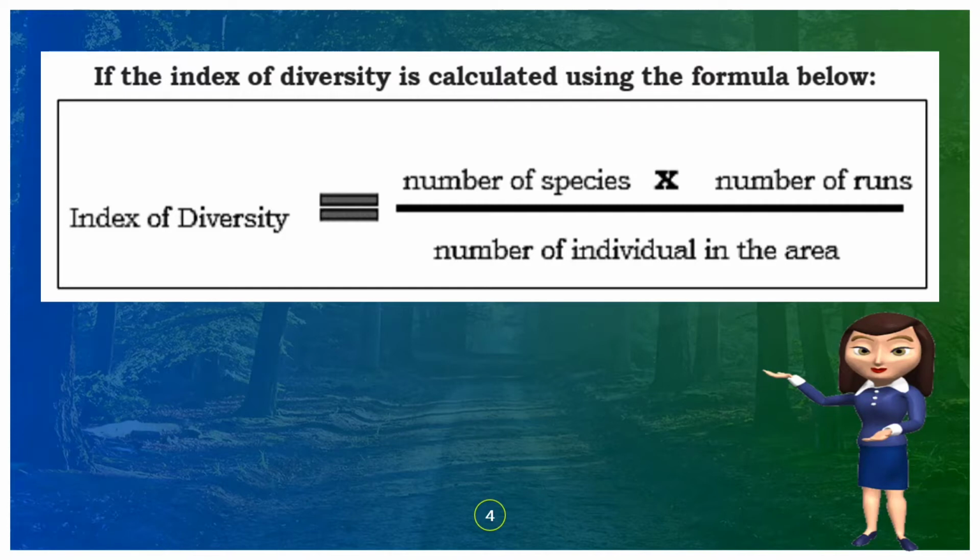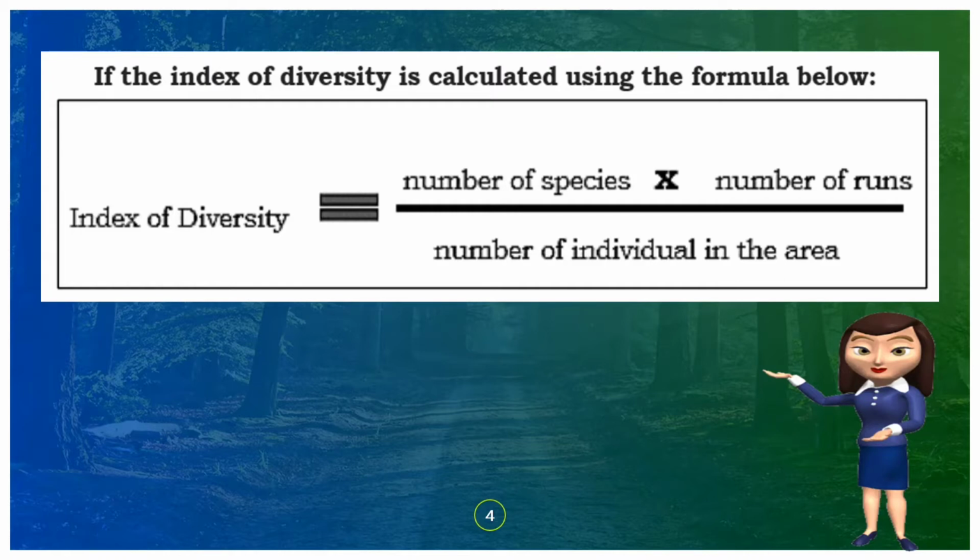Index of diversity. When you say index of diversity, it is a measure of species diversity. It is a calculation to measure the relationship between the number of species in a community and the number of individuals in each species. Now, to calculate the index of diversity, we have this formula. Index of diversity equals the number of species times the number of runs over the number of individuals in the area. Number of species is, for example, we have the goat, the chicken, and the pig. So we have three species.